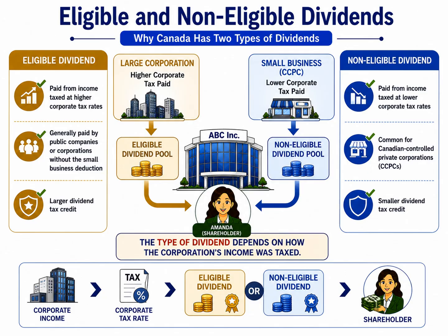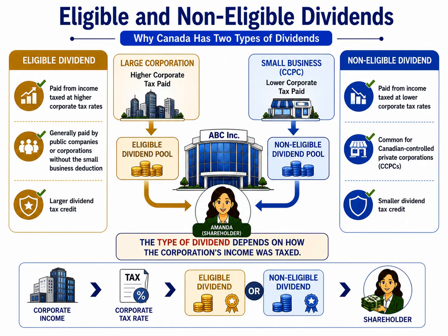The corporate tax paid first determines the dividend type, and the dividend type determines the amount of dividend tax credit available to the shareholder. The key takeaway is that eligible and non-eligible dividends exist because corporations do not all pay the same corporate tax rate.